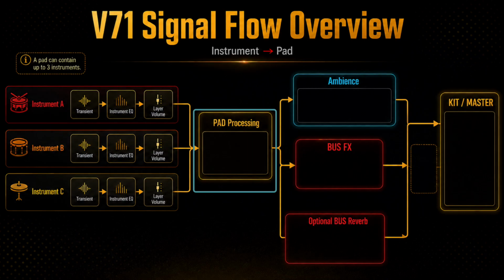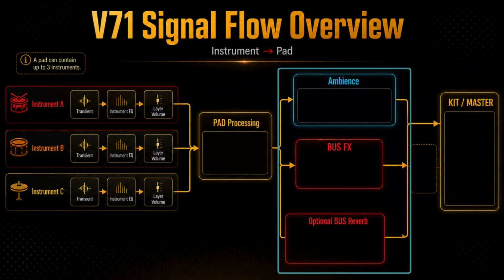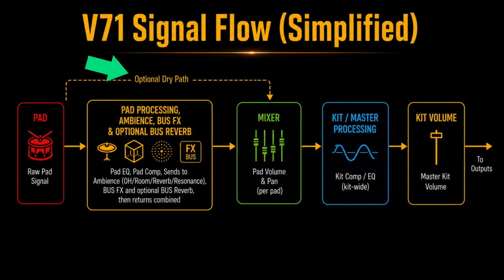The 3 layers are then combined into one pad signal, and then you can modify just that pad's tonal character. After that, you get various processors that work on combination of the pad and the entire kit. In this version of the diagram, I'm showing the ambience, bus effects, and optional bus reverb processing blocks. These are not simply a series of processors where the sound must pass through ambience and then bus effects. They are largely parallel paths whose results are combined later. And remember from the previous diagram, there is a dry path that can bypass all of this.